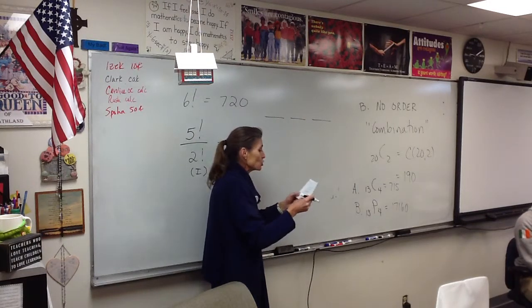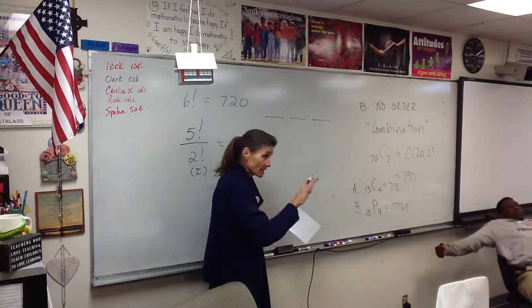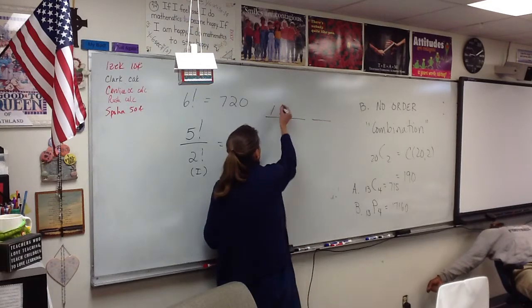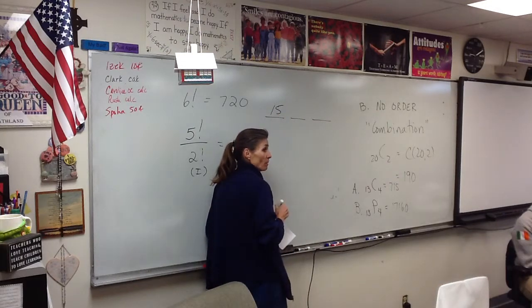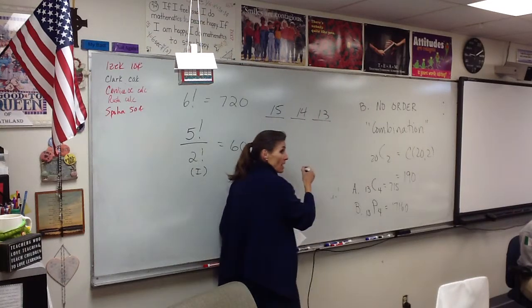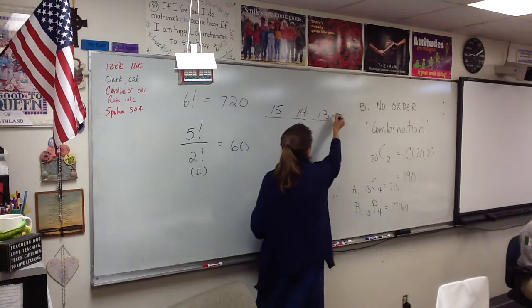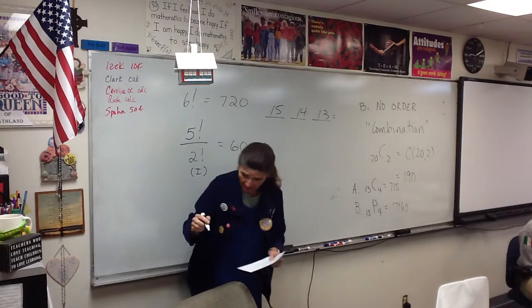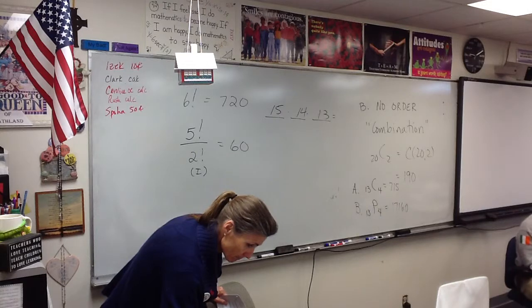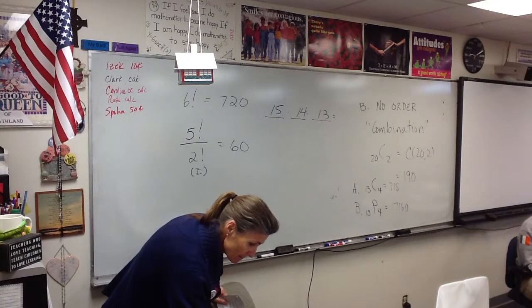How many choices do I have in a class of 15 for first place? 15. Now somebody's won first place, so now there are 14 and then 13, right? So let's multiply those together and let's see what we get. 2730.